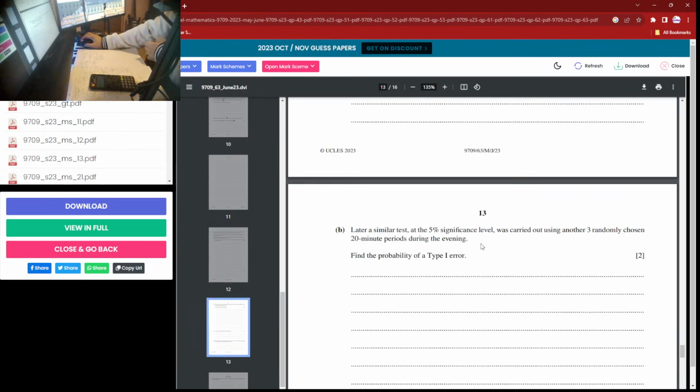Later, similar tests at the 5% significance level are carried out using another 3 randomly chosen 20-minute periods during the evening. Find the probability of a type 1 error. So for B, we know that type 1 is equals to false positive.